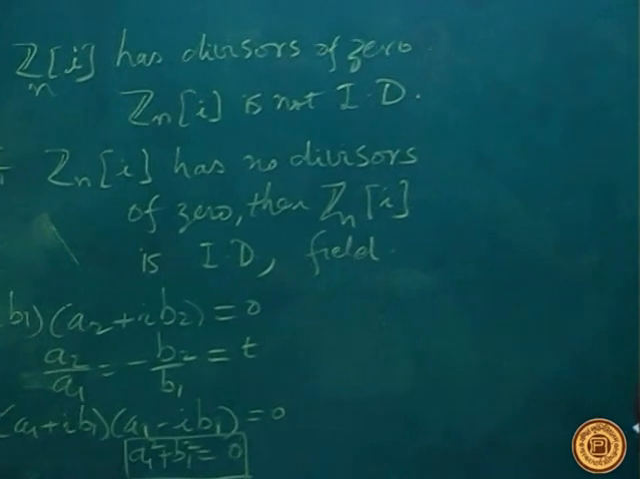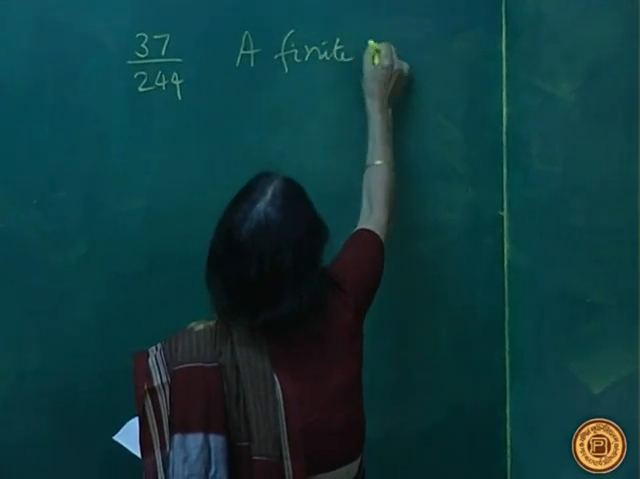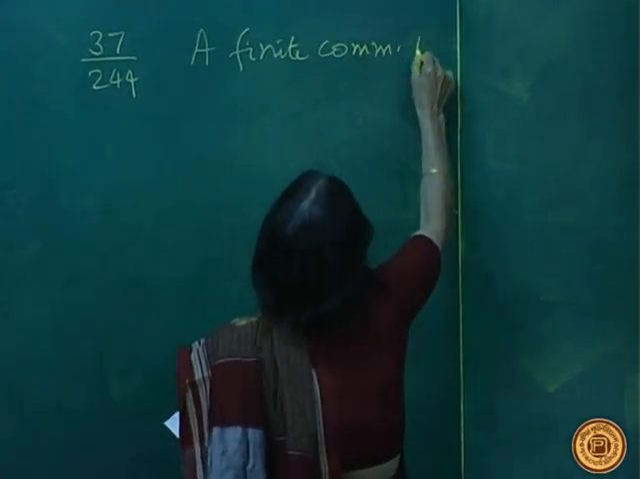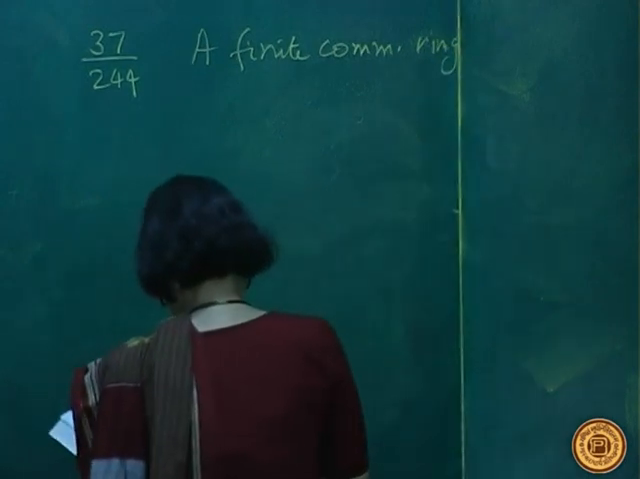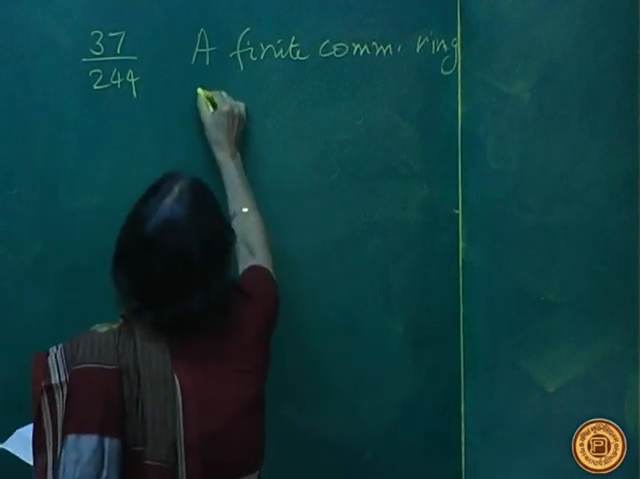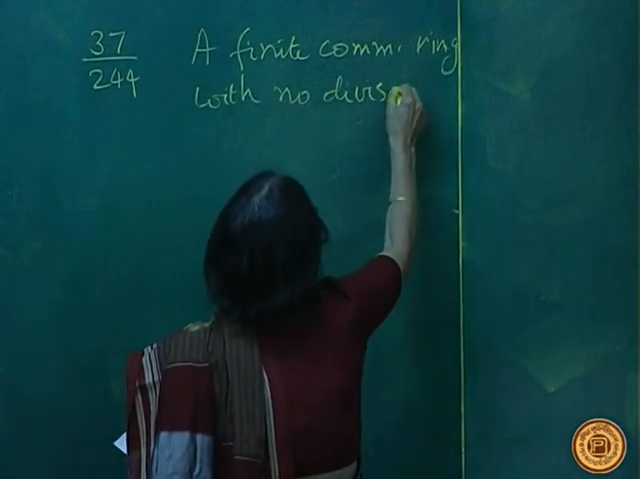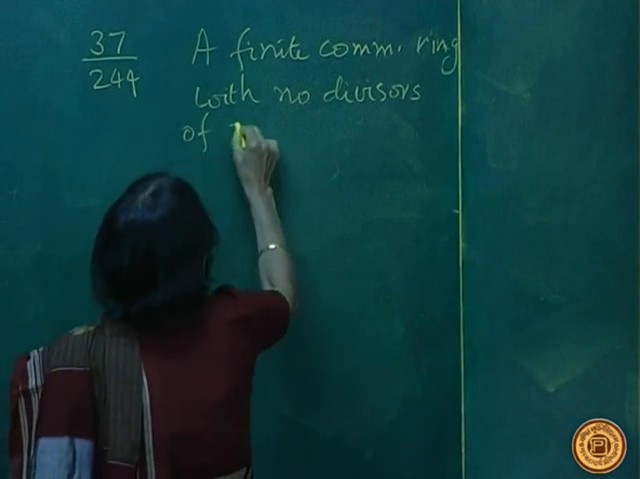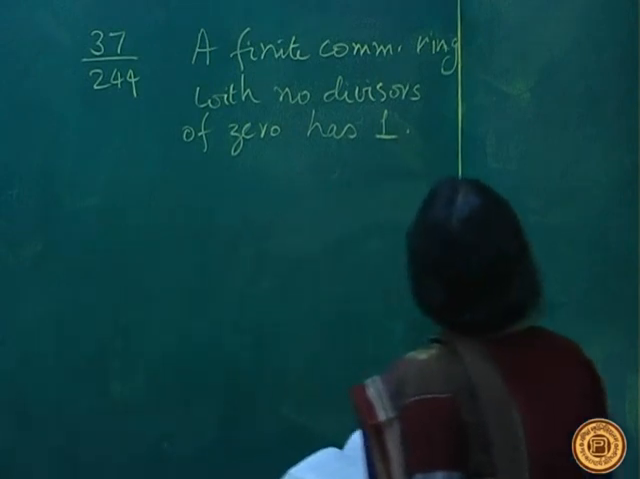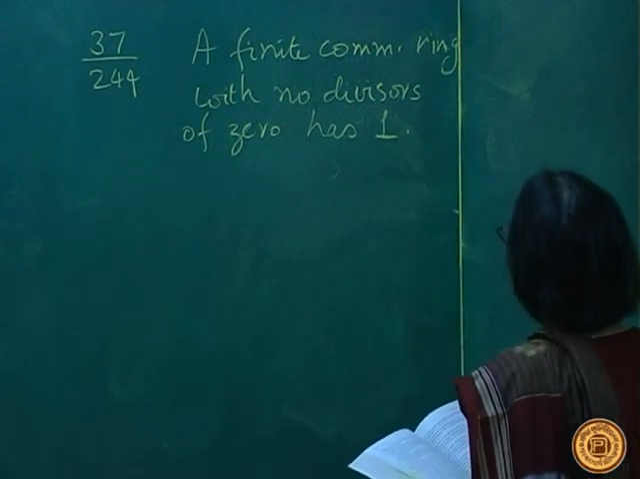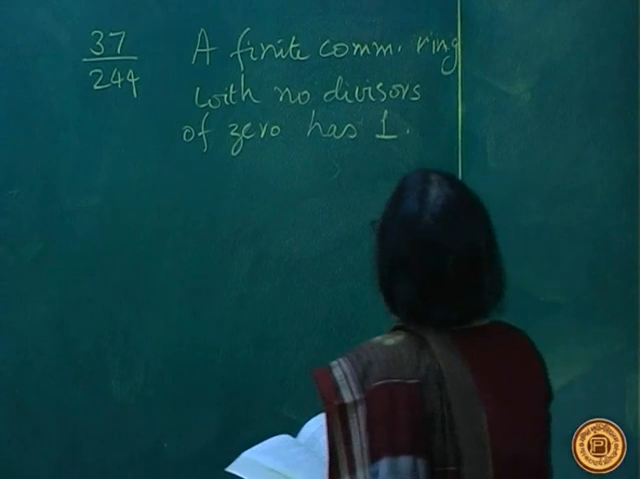What do we want to show? A finite commutative ring with no divisors of 0 has unity. So, unity does exist. But the condition is that there are no divisors of 0. As I said, we just enumerate all the elements.